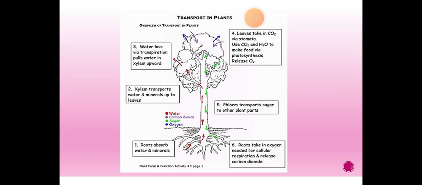Now, transport in plants. Firstly, the roots absorb water and minerals. Then xylem transports water and minerals up to the leaves. Water loss via transpiration pulls water in the xylem upward, and the leaves take in carbon dioxide via stomata and use carbon dioxide and water to make food via photosynthesis, releasing oxygen. Phloem transports sugar to other parts of the plant. Roots take in oxygen needed for cellular respiration and release carbon dioxide.